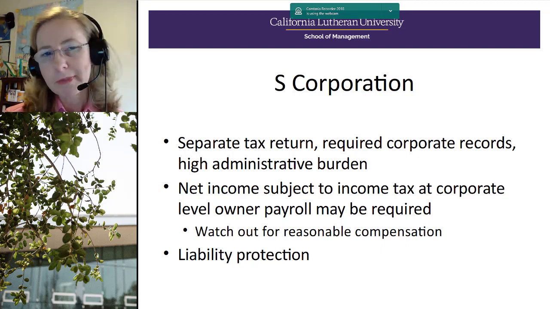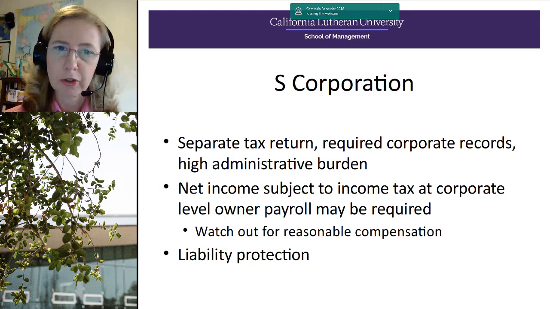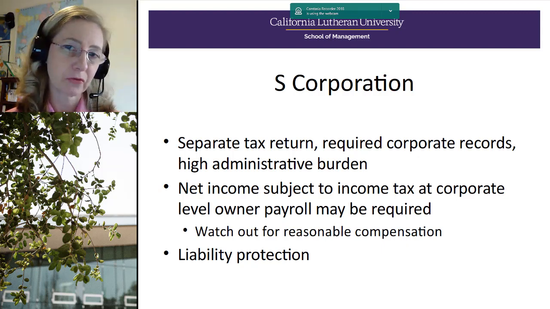What the IRS says about reasonable compensation is that shareholders of an S corporation must pay themselves reasonable compensation.